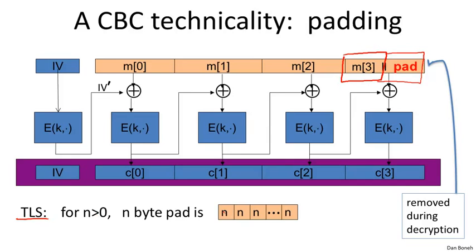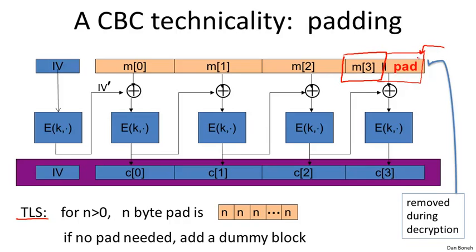The cute thing about this pad is that when the decryptor receives the message, he looks at the last byte of the last block. Suppose that value is 5, then he simply removes the last 5 bytes of the message. Now the question is, what do we do if the message is a multiple of 16 bytes, so in fact no pad is needed? If we don't pad at all, then that's a problem, because the decryptor is going to look at the very last byte of the last block, which is now part of the actual message, and he's going to remove that many bytes from the plaintext. That actually would be a problem.